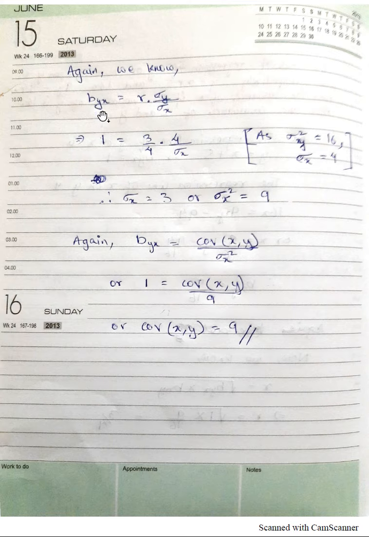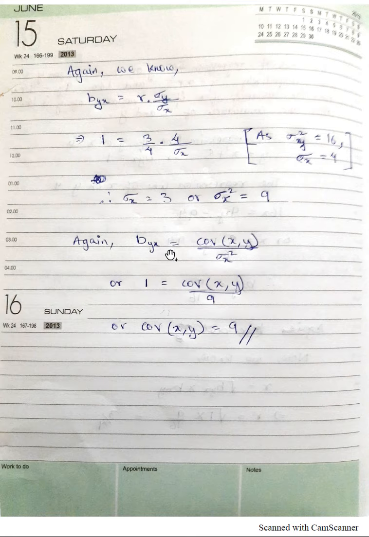So we put the values. byx we have found to be 1, r we have found to be 3 by 4, and sigma y we have found to be 4, divided by sigma x. Now we cross multiply, sigma x goes to this side, and 4 and 4 get cancelled. Therefore sigma x will be equal to 3, or sigma squared x, that is the variance of x, will be the square of 3, that is equal to 9. So we found the first part of the question: the variance of x is equal to 9.